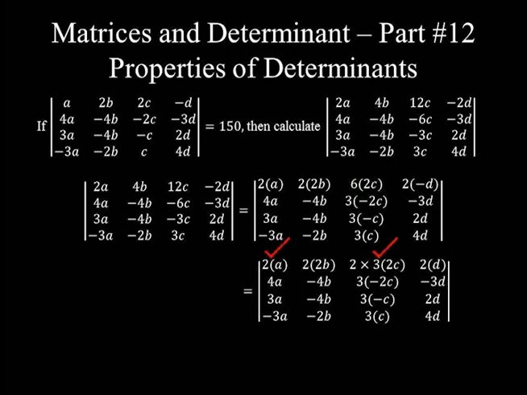Therefore, the determinant of this right-hand side matrix is equal to the scalar that multiplies row 1, that's 2, times the scalar that multiplies column 3, that's 3, times the determinant of the given matrix, that's 150. 2 times 3 is 6. 6 times 150 is 900. Let me add one more question.